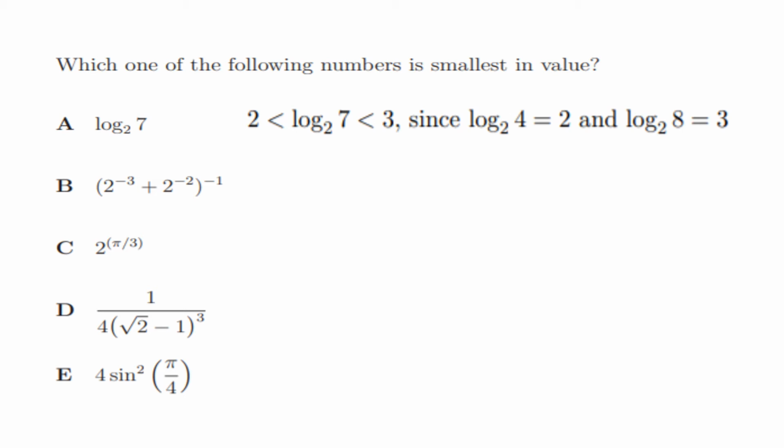Okay, now you should know the relationship between logs and indices. So log to the base 2 of 4 is 2 because 2 squared is 4. And log to the base 2 of 8 is 3 because 2 cubed is 8. So we've trapped the first one between 2 and 3.